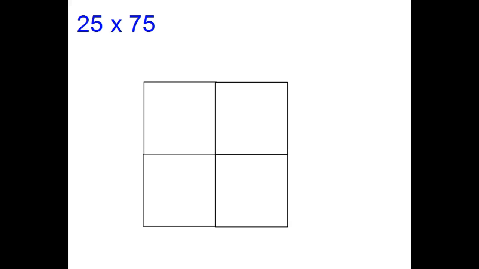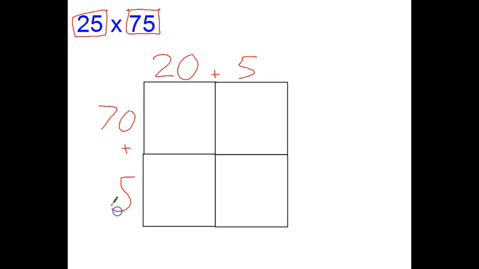We have a problem up here that's 25 times 75. I'm going to write the numbers in expanded form. So I'm going to start with the 25. 25 is really just 20 plus 5. And 75 is really just 70 plus 5.